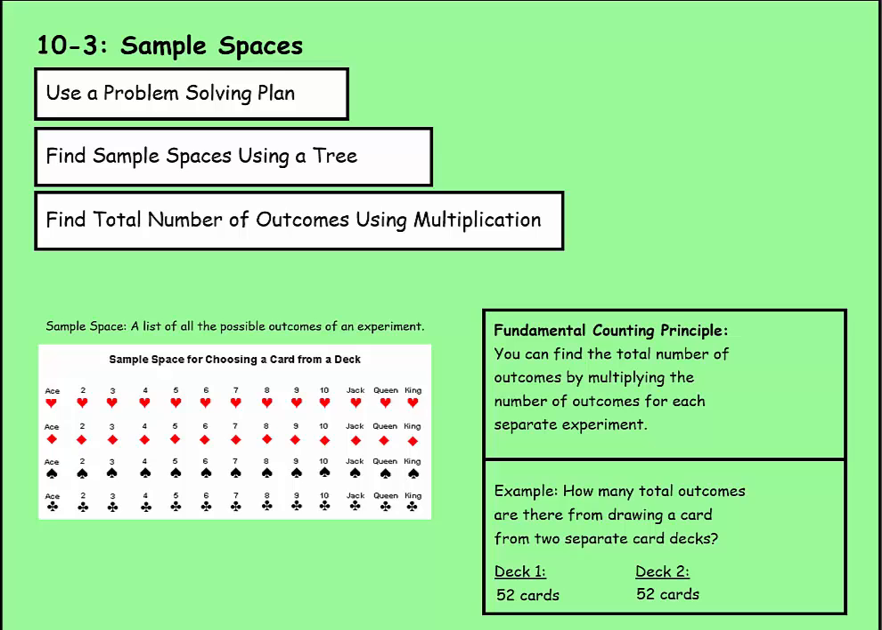Thankfully, we have a shortcut for that. We can multiply the number of outcomes for each separate experiment. So there's 52 outcomes from the first deck because there's 52 cards, 52 outcomes from the second deck. Multiplying those together gives us 2,704 different outcomes. And yeah, that would have taken us a while to count.